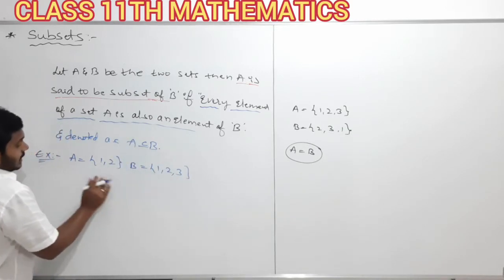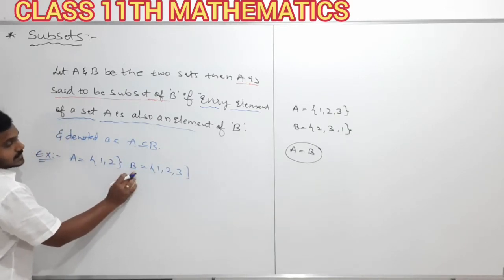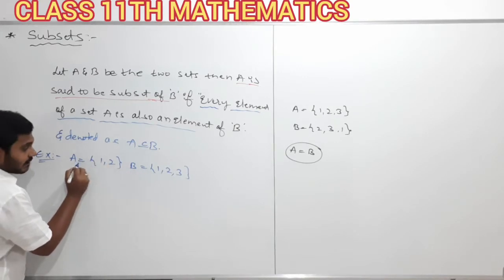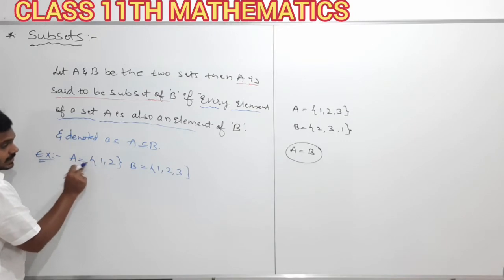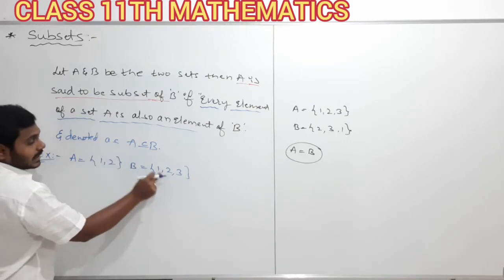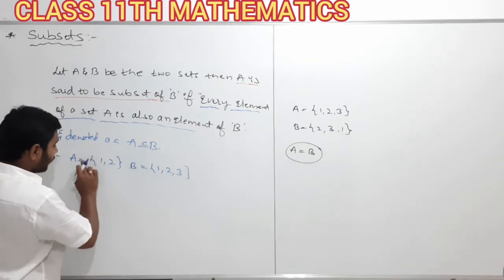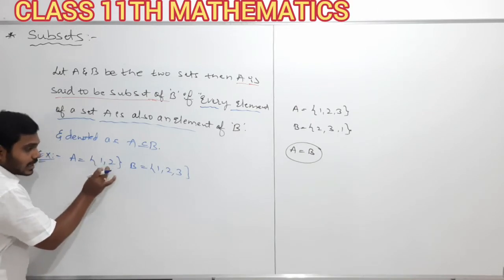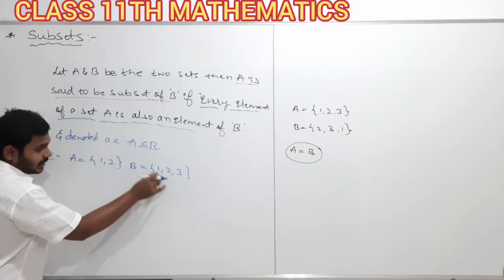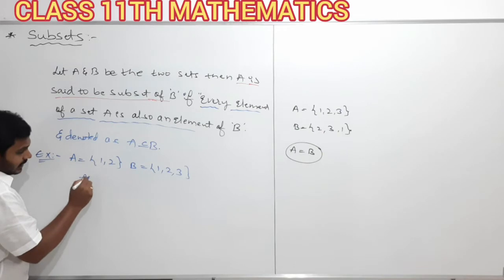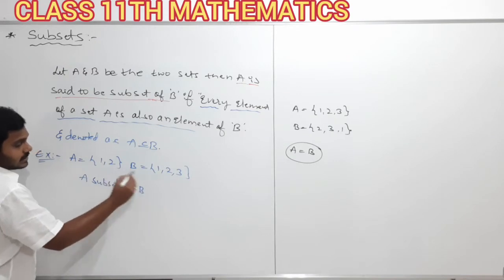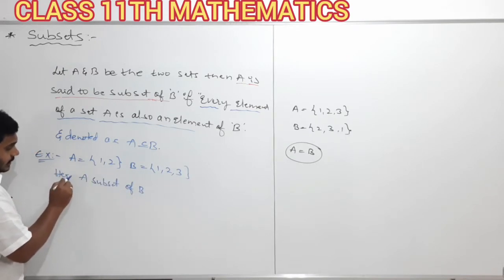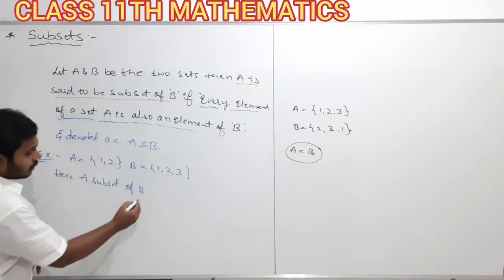Now my dear students, A is said to be a subset of B because every element of A is contained in the set B. Whatever we have in the set A, those elements are contained in the set B. So therefore A is a subset of B.